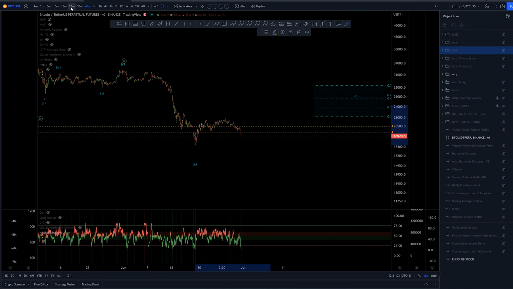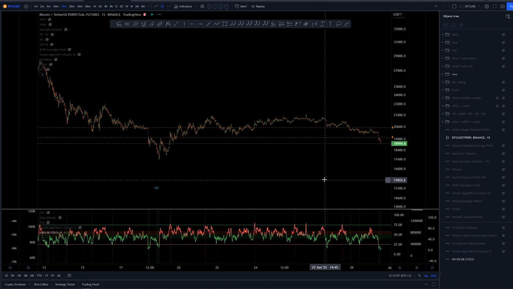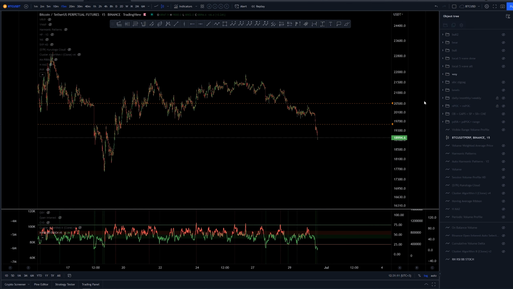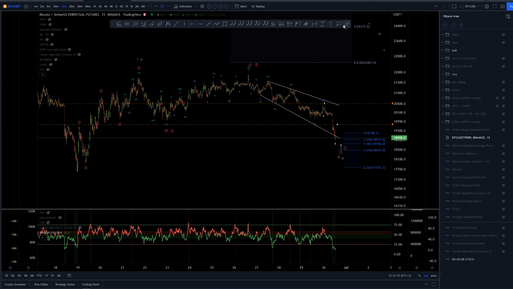Now let's zoom into the lower time frames, as that is the point of this video. And there we go. This is the price action that we've had so far today. So a couple of different ideas. I've modified this bit since the last video.